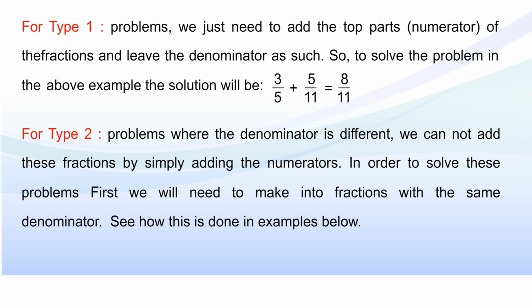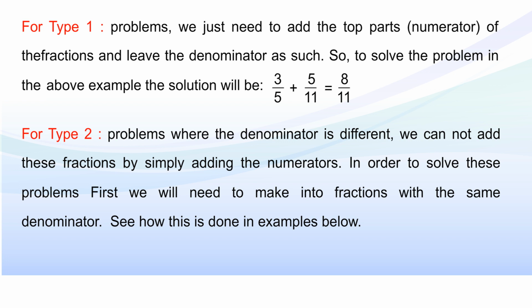For type 1 problems, we just need to add the top part, the numerators of the fractions, and leave the denominator as such. So, to solve the problem in the above example, the solution will be 3 by 11 plus 5 by 11 equals 8 by 11.